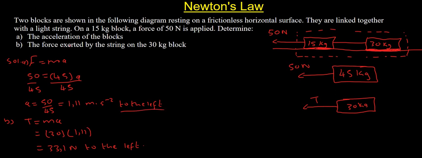Question number 2 said, determine the force exerted by the string on the 30 kg block. Then we need to determine how many forces are acting on the 30 kg block, with only the force of the string, which is tension, because this is a frictionless surface. So tension will be given by mass multiplied by the acceleration. Our mass is 30 kg. Our acceleration is the same as the whole system. It's 1,11. Therefore, 30 multiplied by 1,11 is 33,3 Newton. And the force must have direction, to the left.